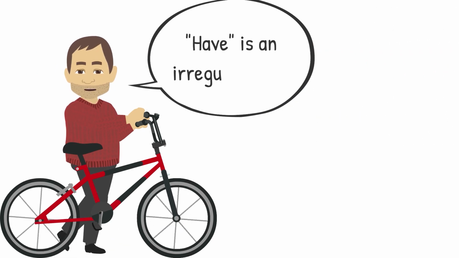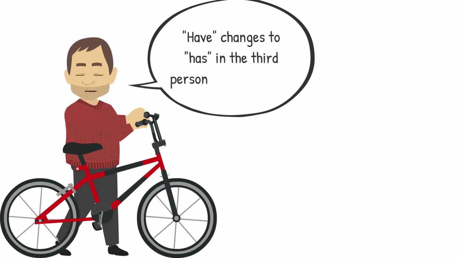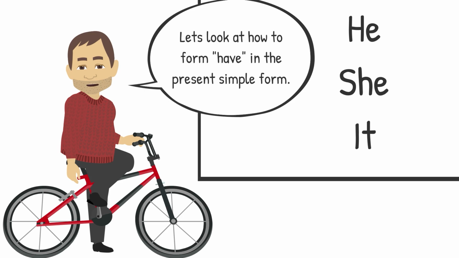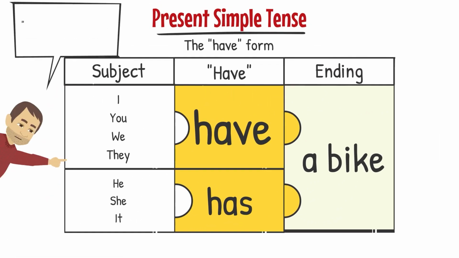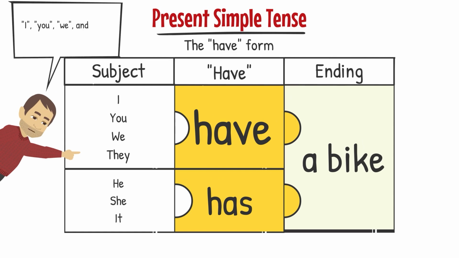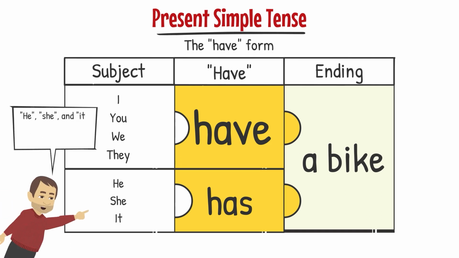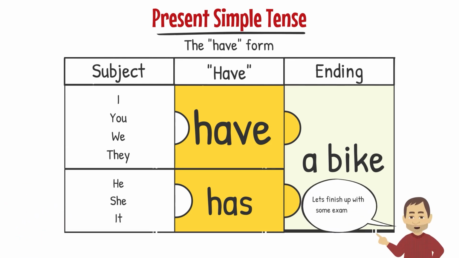Have is an irregular verb. Have changes to has in the third person singular form. Let's look at how to form have in the present simple form. I, you, we, and they use the verb have. With he, she, and it, the verb changes to has. Let's finish up with some examples.